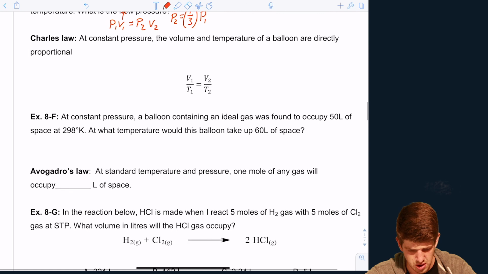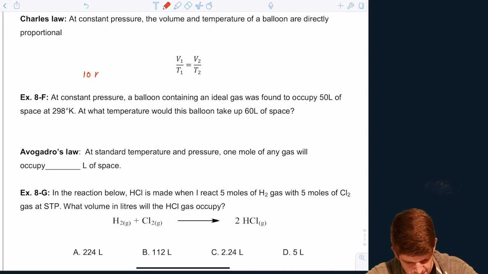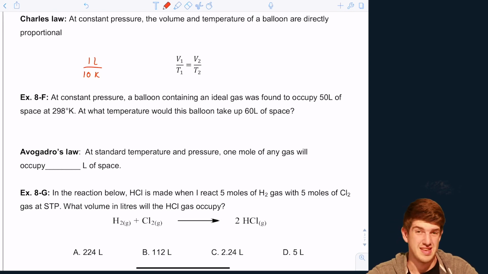Now we get into Charles' law. At constant pressure, the volume and temperature of a balloon are directly proportional. So let's just give an example here where we give a really low temperature. Let's say we have 10 degrees Kelvin, and then we have a volume of 1 liter. That's insane, but that would just be equal to 0.1.